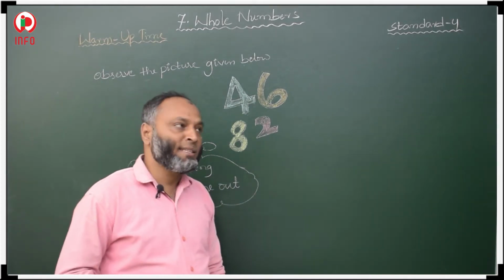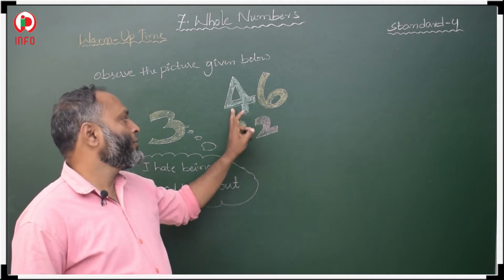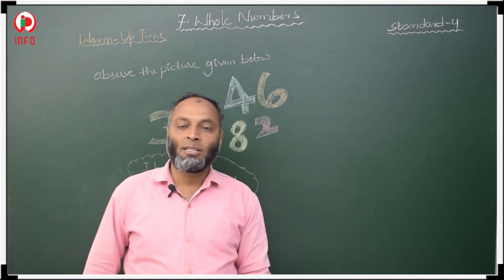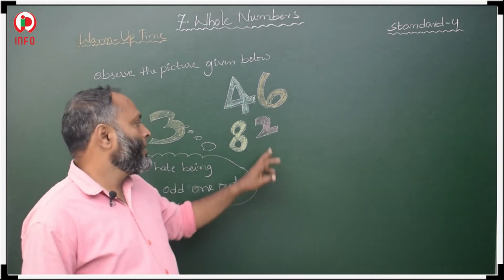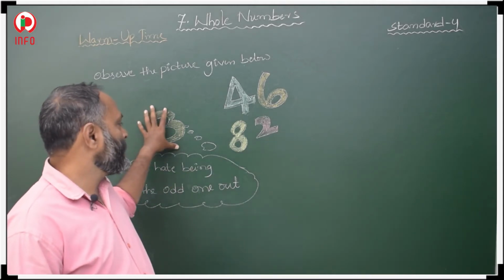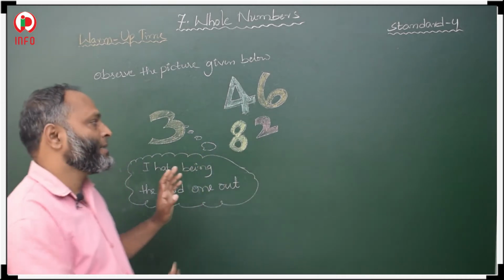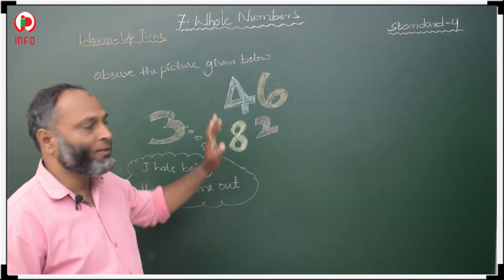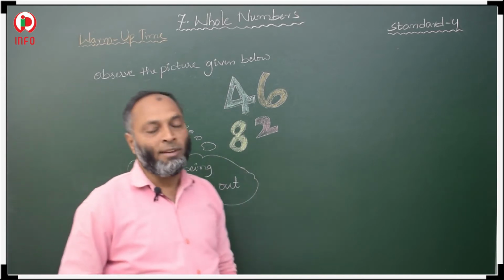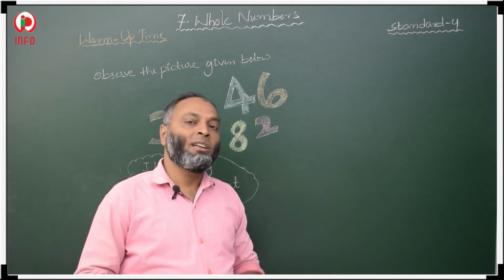And 2, 4, 6, 8, these 4 numbers are even numbers. The odd one is this 3, so we keep this odd number aside, not in the even number group. Why are we keeping it aside? It is because 3 is an odd number. That is why we keep the 3 aside.